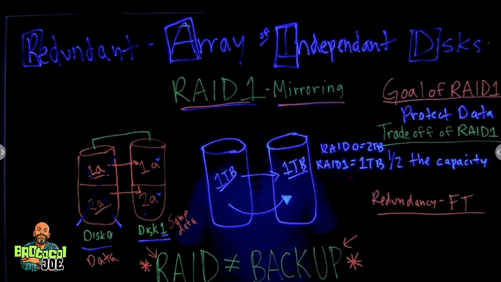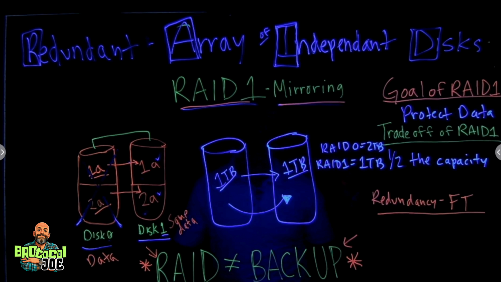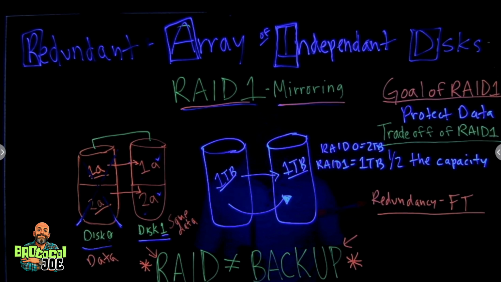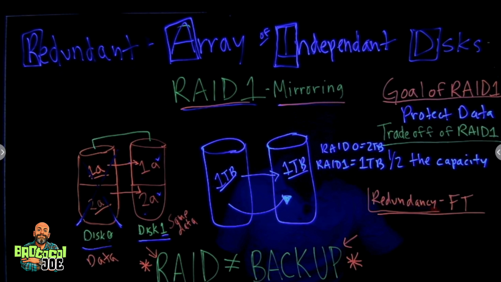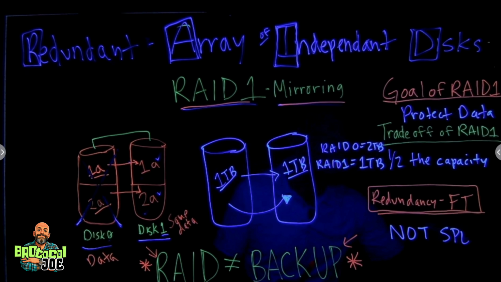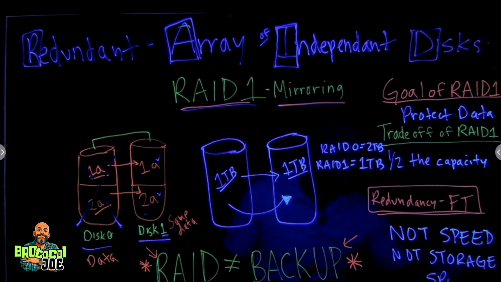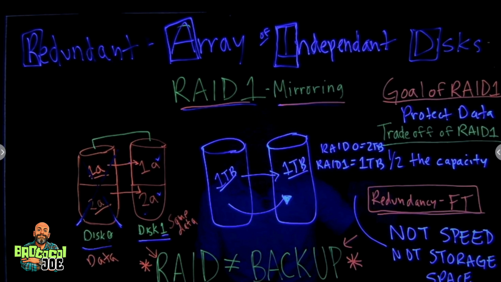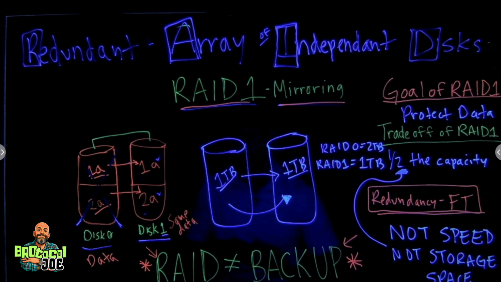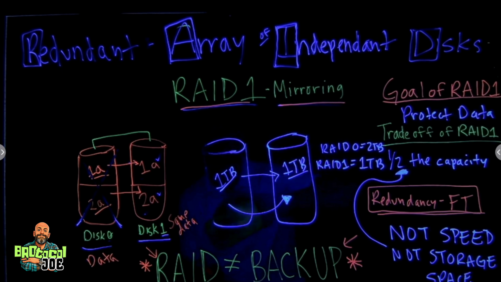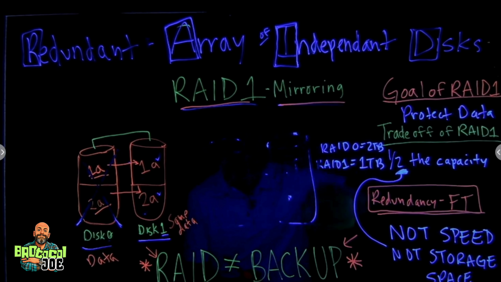So for the exam, any exam you take, whether it's CompTIA or an instructor that gives you an exam on RAID 1, the takeaway of RAID 1 is you're looking at redundancy, not speed, and also not storage space. Because if you look back here, you have half the capacity because you are mirroring the same information over multiple drives.